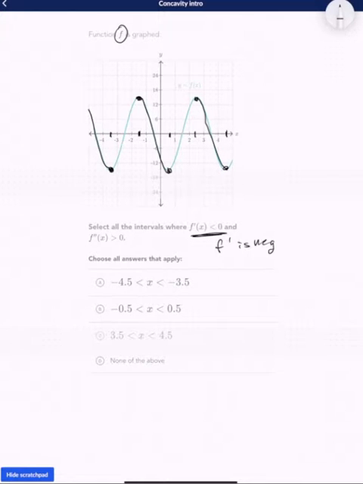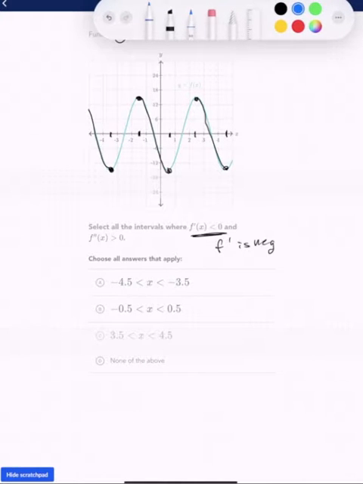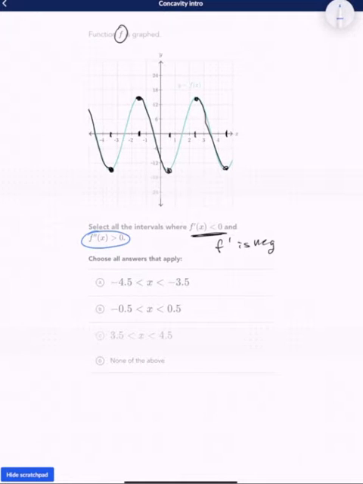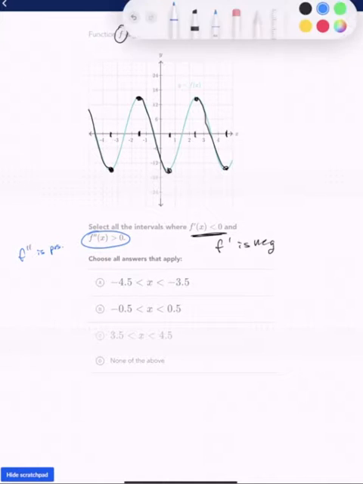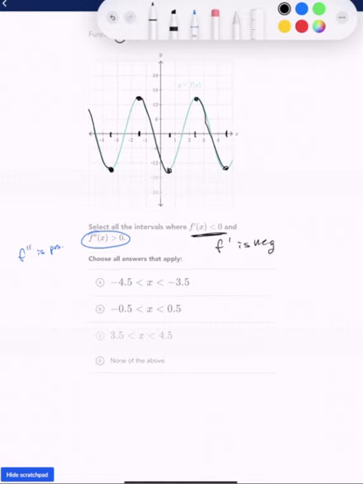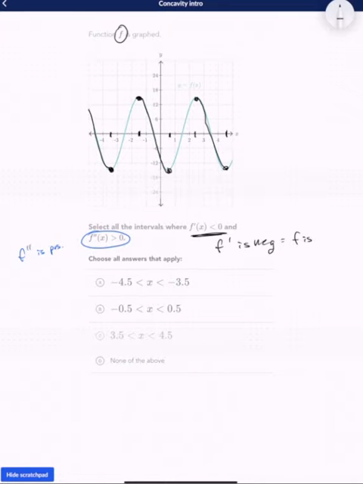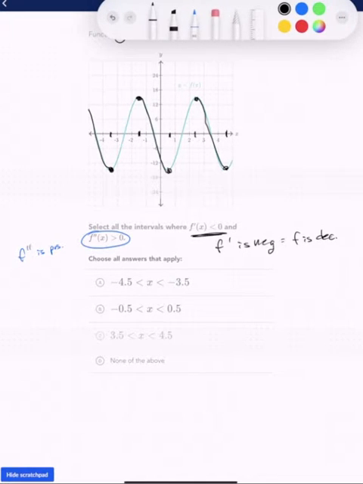F prime is negative. All right, next, what does f double prime mean if it's positive? So f double prime is positive. Here I should say this means f is decreasing, which you guys knew, but it's kind of like having all the calculus stuff in one spot. You have to take time to decode it and make it make sense in your head.